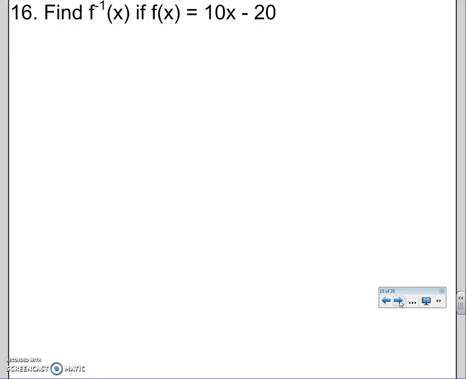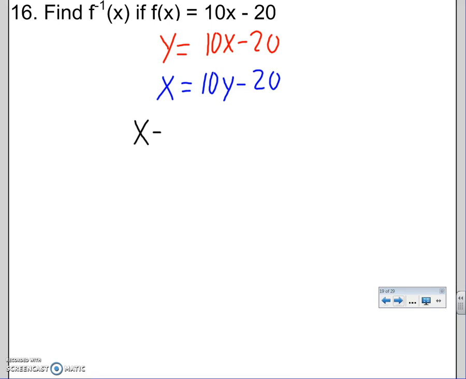16, find the inverse. All right, inverse is easy. First step, y equals. Second step, switch x and y. Remember, the numbers stay the same, signs stay the same. Third step, solve for y.